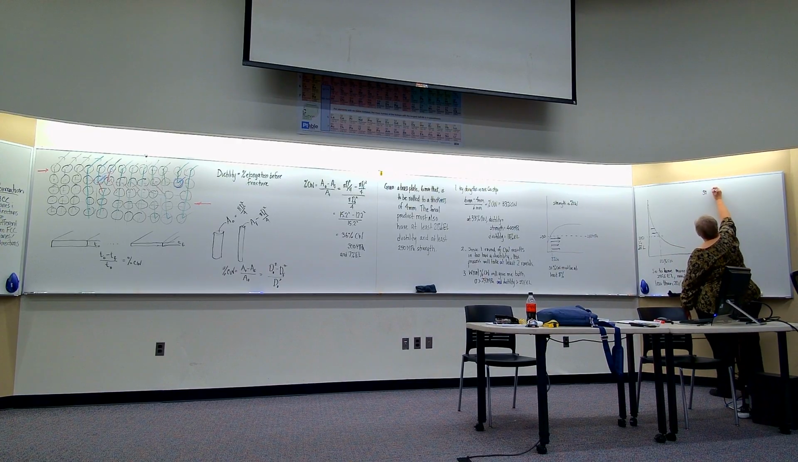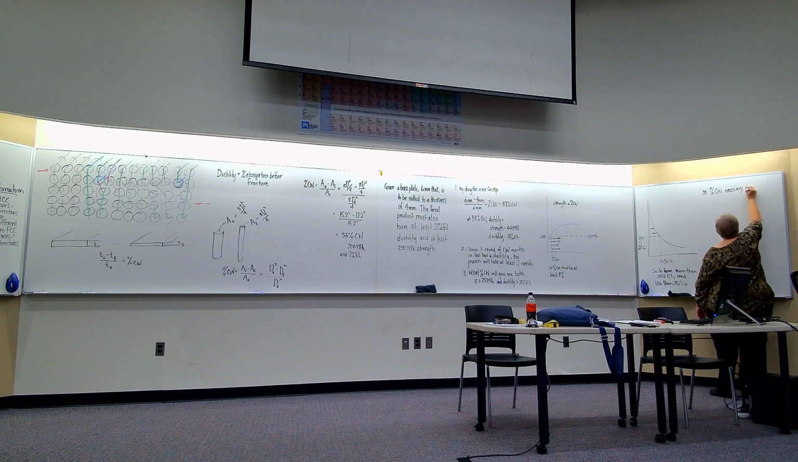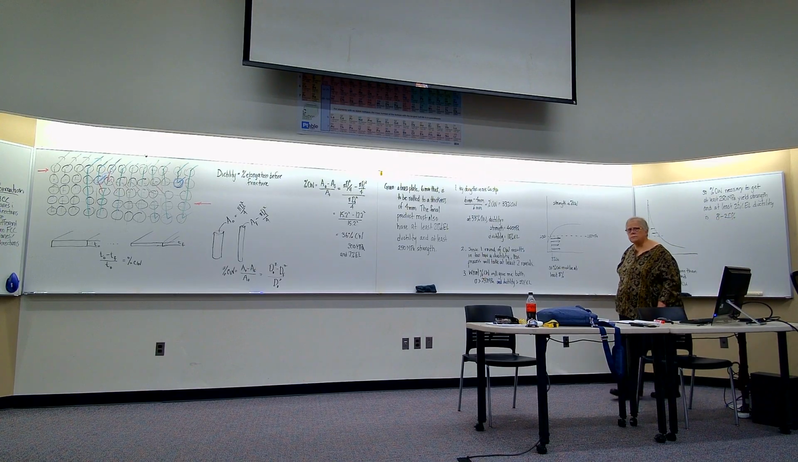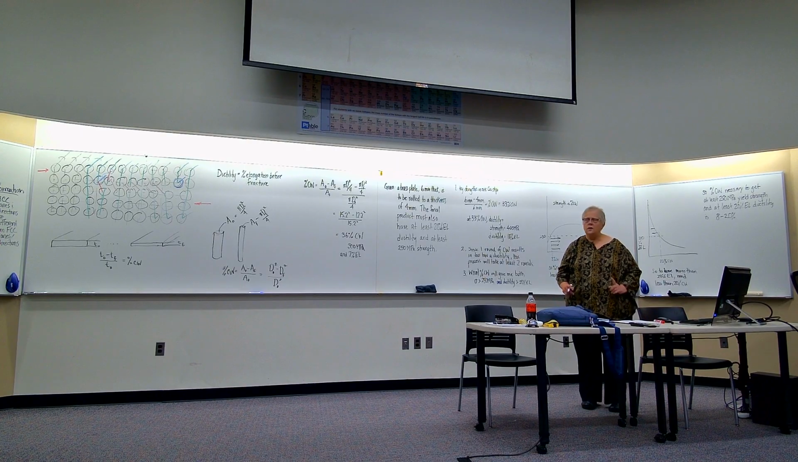So, percent cold work necessary to get at least 250 megapascals yield strength and at least 20% elongation ductility is 8 to 20%. Okay.